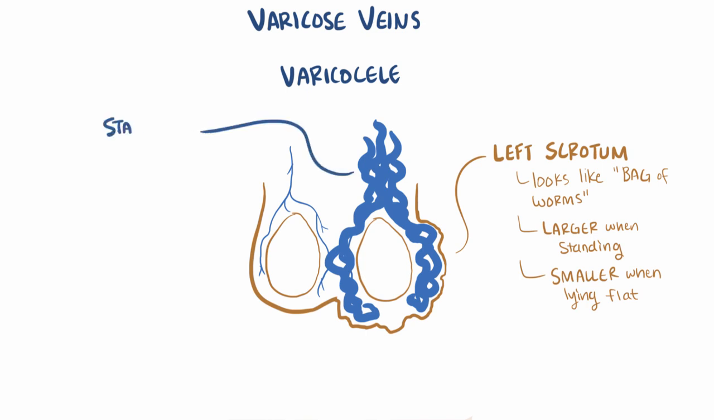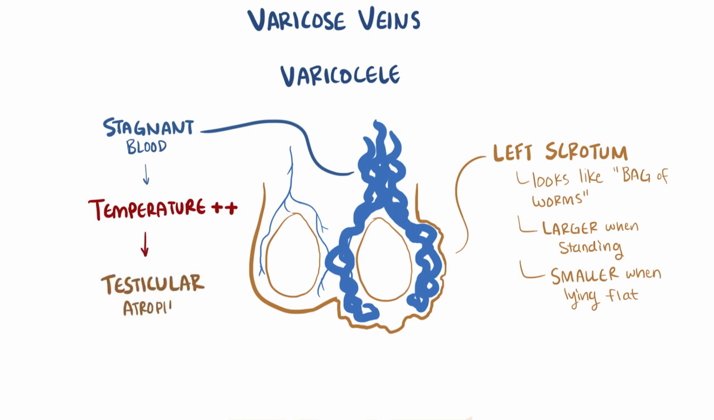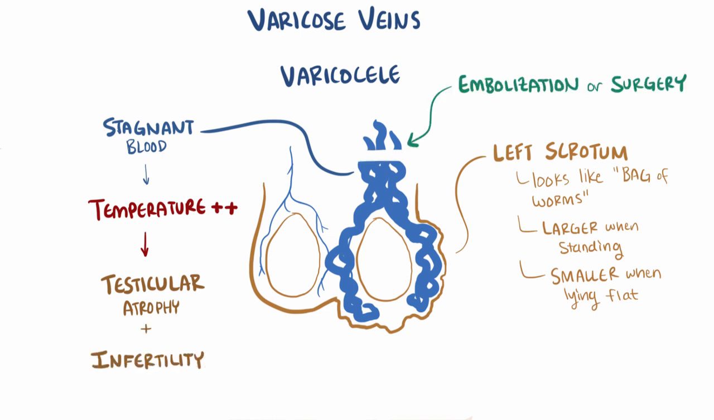Also, all this warm, stagnant venous blood can cause the testicular temperature to rise, and over time this can result in testicular atrophy or wasting away, as well as poor quality sperm and infertility. Generally, embolization or surgery can be used to get rid of this problematic vein, and the testicles then drain through smaller collateral veins.